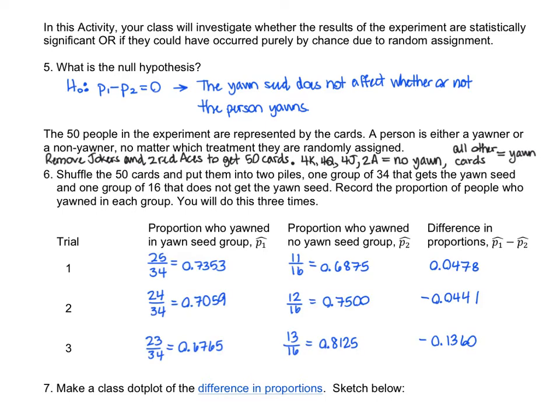Here are the results from my 3 trials, and what we're going to do now is create a class dot plot. And again, this is a simulated class dot plot because you realize you're not sharing your data with me, but that's okay. I'm going to provide all the data, and then we'll take some notes on it.